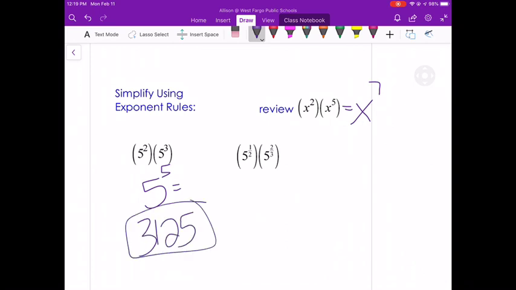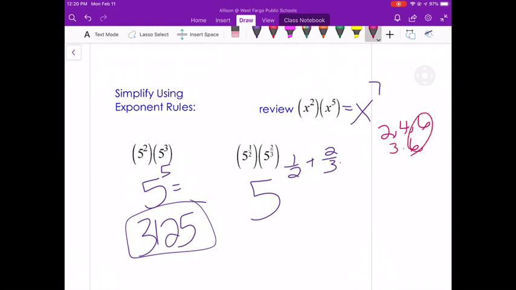So now if you have 5 to the 1/2 times 5 to the 2/3, you would add the exponents, 1/2 plus 2/3. Now since they are fractional exponents, in order to add them, we do need a common denominator. So between 2 and 3, they have 6 in common. So I can change 1/2 to 6ths by multiplying both the numerator and denominator by 3. So 1/2 is the same thing as 3/6, and 2/3 multiplied by 2 is the same thing as 4/6, and so this would be the same thing as 7/6.